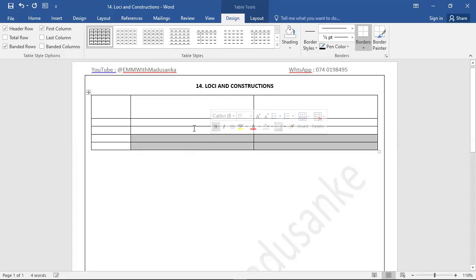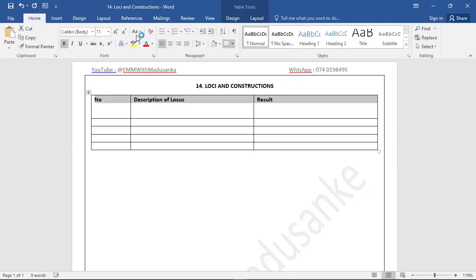Don't separate the rows. This is the first column, the number. Then the description of the locus, and the result. So this is the first thing that you need to do.